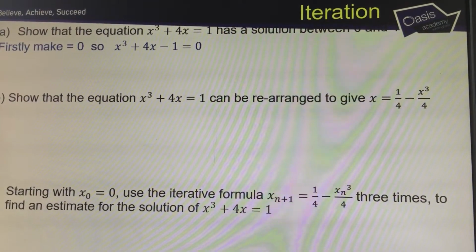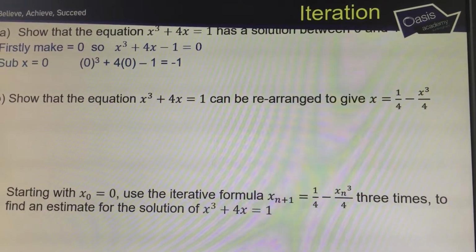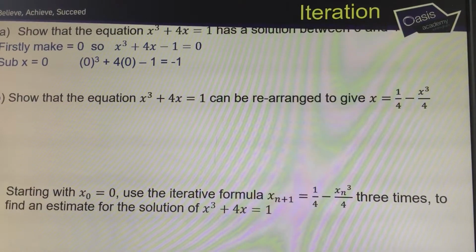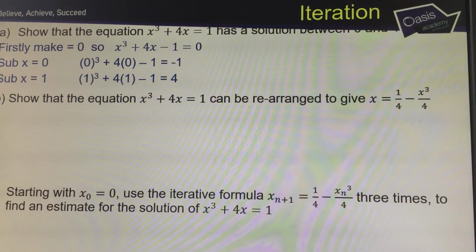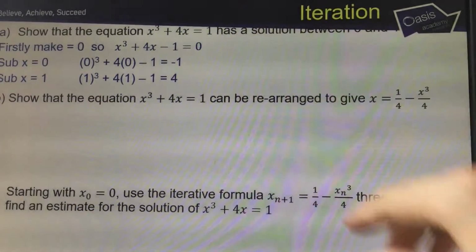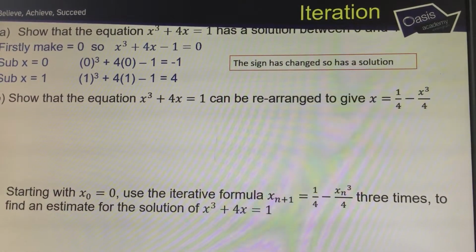First, you have to make it equal to 0. Then you have to substitute 0 in, and it becomes a minus or a plus, and then substitute 1 in, and it should change sign. So if it has changed sign, it will have a solution.